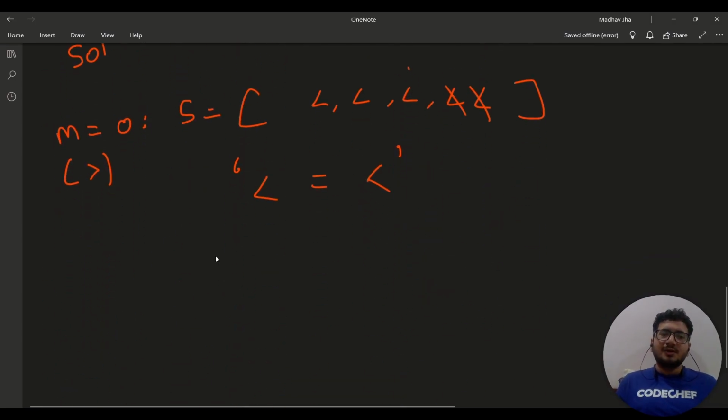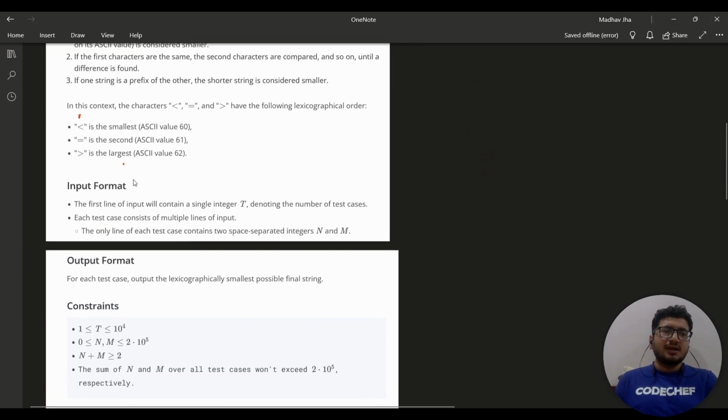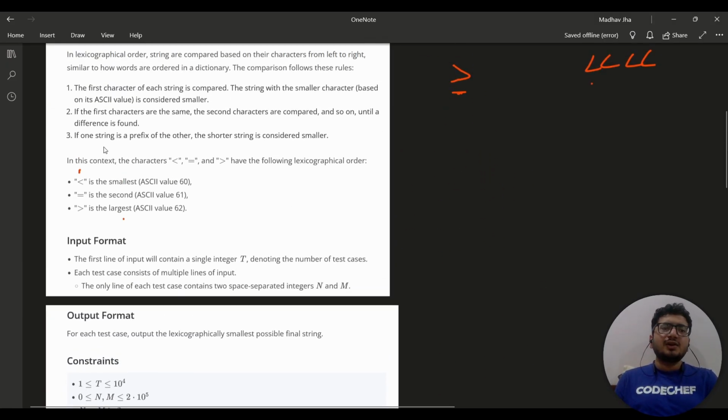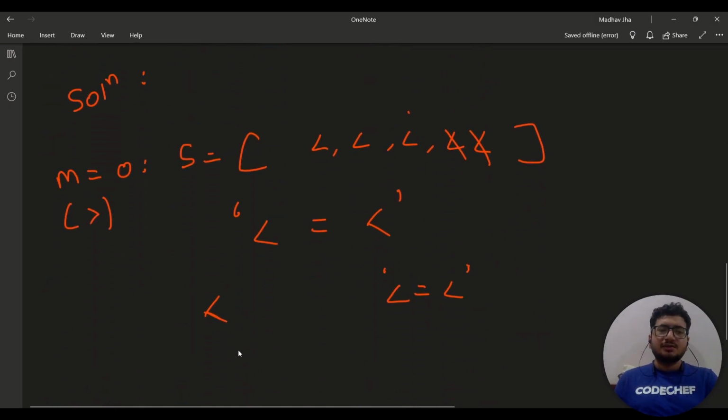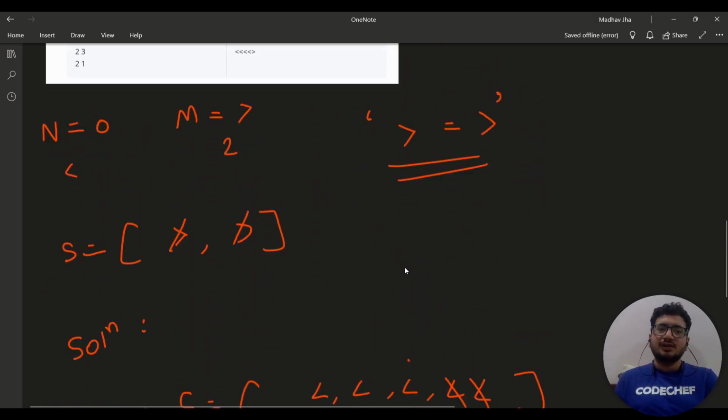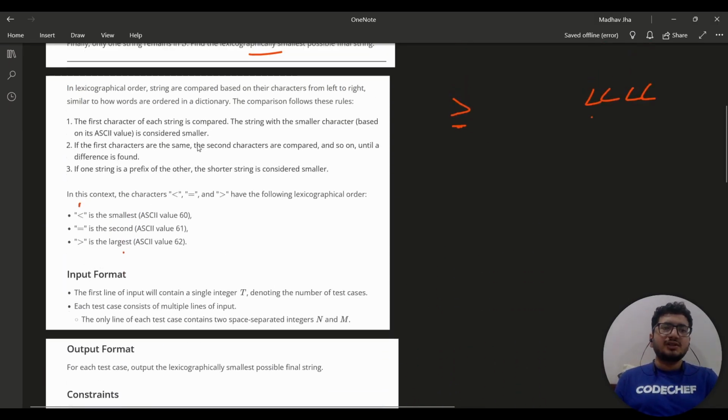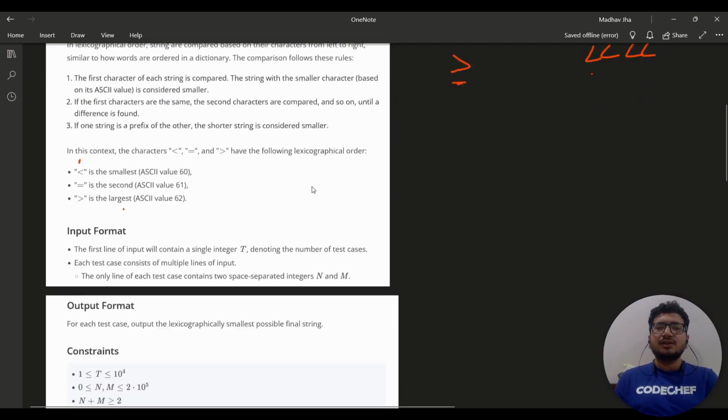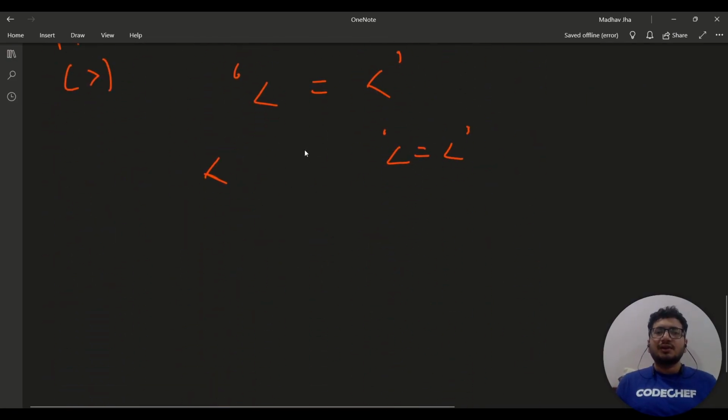So next up, we'll compare this less than sign with this string: less than, equal to, and less than. With this, we can see the third condition. That is, if one of the strings is a prefix of the larger one, then the shorter string is going to be considered smaller. So the sign that we are going to concatenate with is going to be the smaller one.